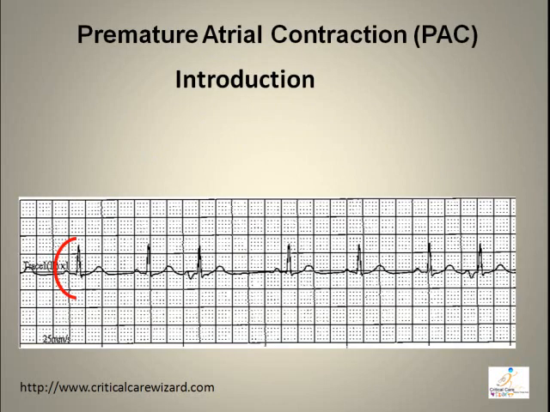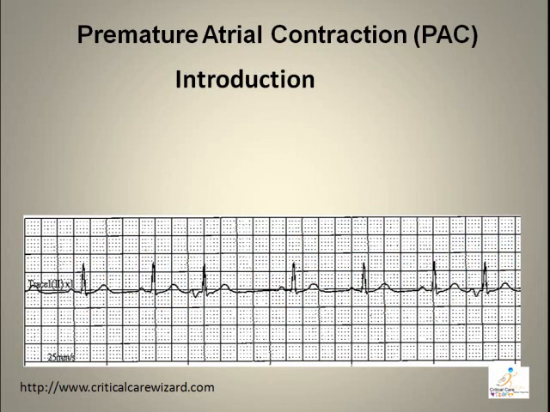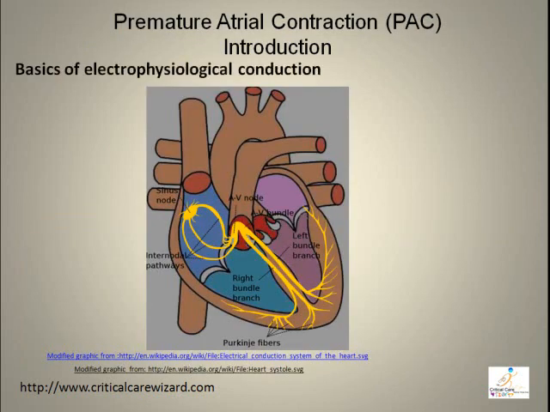To begin with this module, premature atrial contraction, or PAC, is an early beat originating from the atria. PAC is always followed by a non-compensatory pause. Non-compensatory pause, a natural phenomenon that attempts to reset the automaticity property of the dominant pacemaker in a normal myocardial electrophysiological activity. The electrical conduction usually starts at the SA node. PACs may start anywhere in the atria.